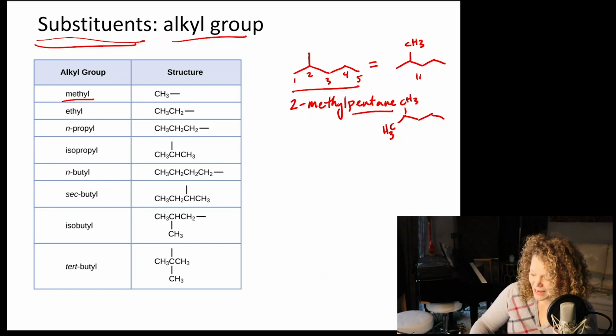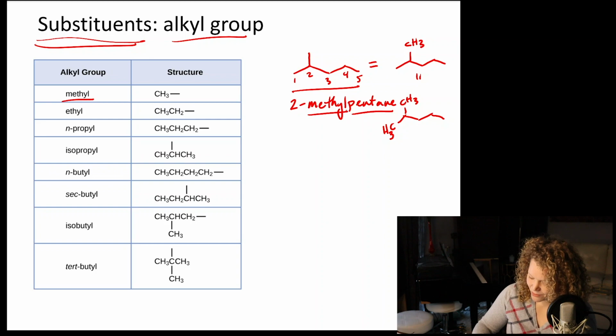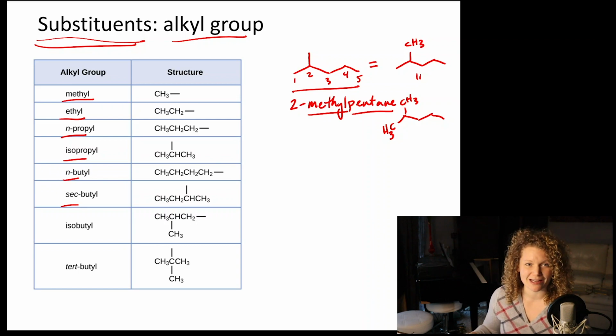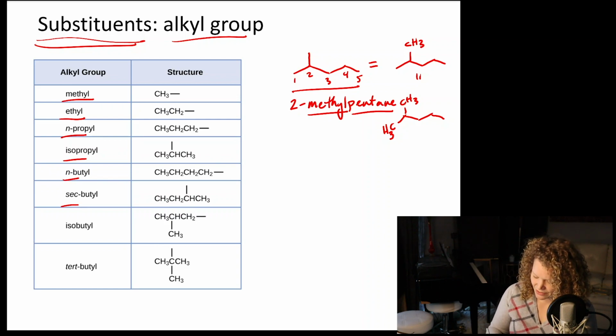I have my base structure of pentane, and the methyl is a substituent. Notice we replace the ANE with YL. Here I have listed different alkyl groups, and it would be useful for you to go through and see if you understand their connectivity. Let's take another example.